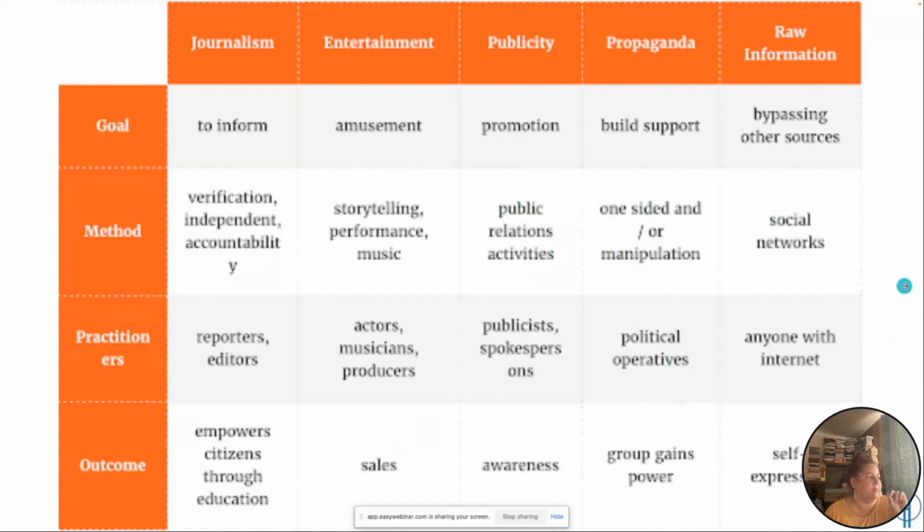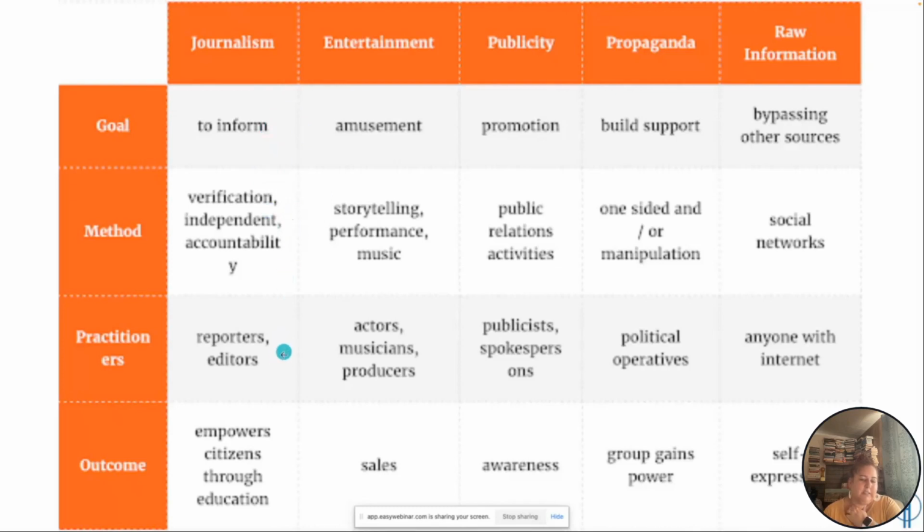Sorry, this looks a little blurry and I apologize, but this is kind of disseminating the different types of media that we have available to us. If you look at the top, it talks about journalism, entertainment, publicity, propaganda, and raw information. If you go through this chart, you can see that they have different goals, right? One goal is to inform, but obviously entertainment is amusement. We see nowadays that the line between journalism and entertainment is getting pretty blurred, right? They have to get clicks, they have to get views, they have to get likes. And so there's a lot of this that's getting blurred.